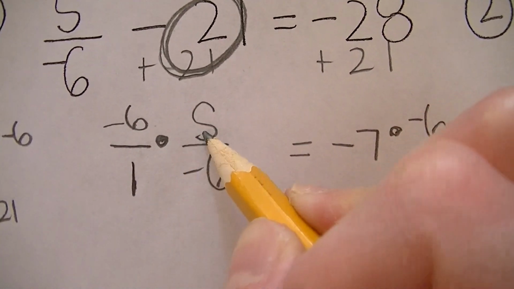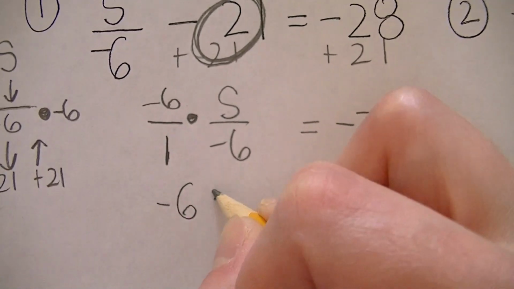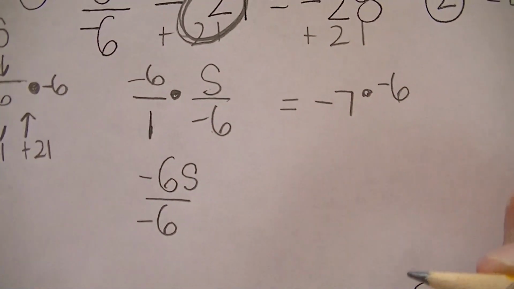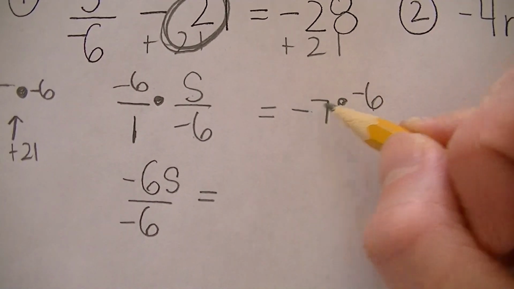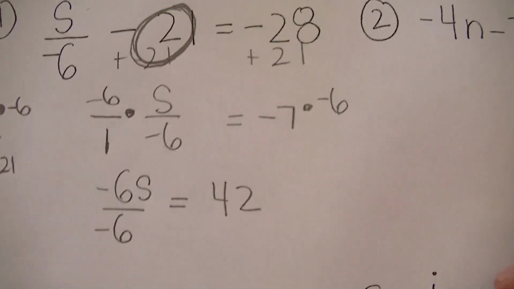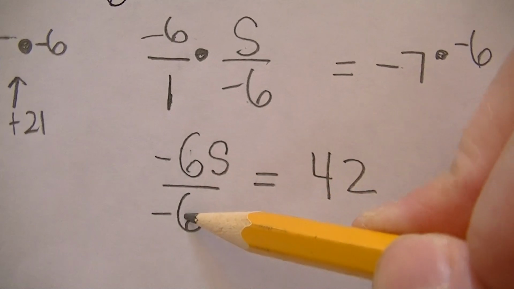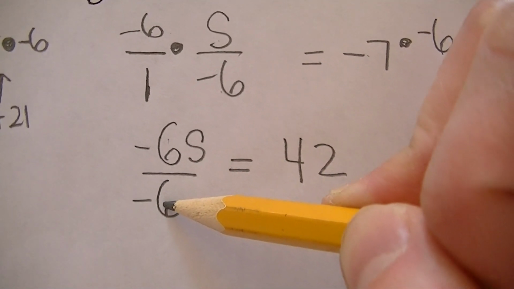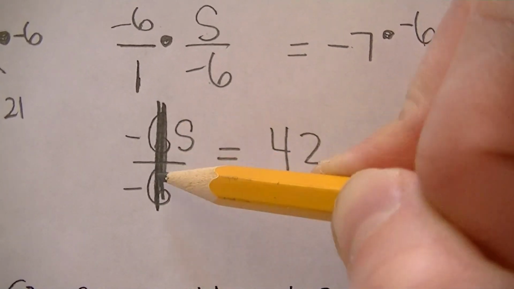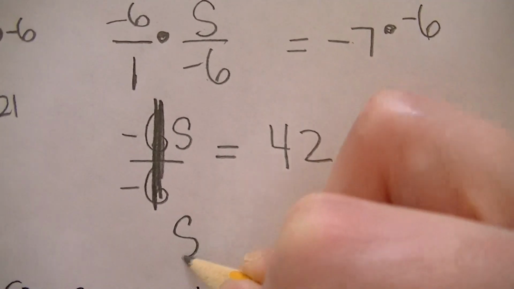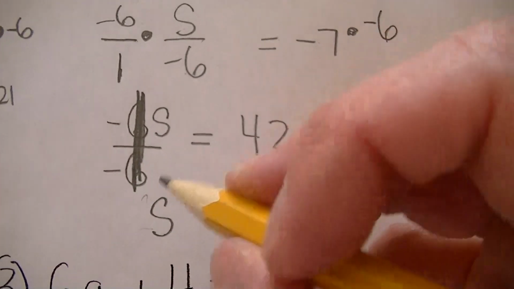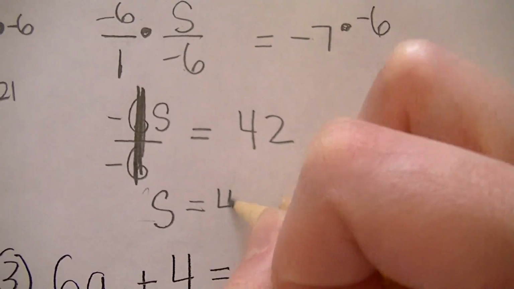So -6 times s is -6s. 1 times -6 is -6. Okay? And we have -7 times a -6. Negative times a negative is a positive, so positive 42. And something that you'll see right here is -6 divided by -6. Well, any number divided by itself is 1. So -6 divided by -6 is 1. So we're left with 1s. You're allowed to just write 1s like that, or you can put the 1 in front of it if you want. But I don't typically do that because I don't feel like it. s is equal to 42.